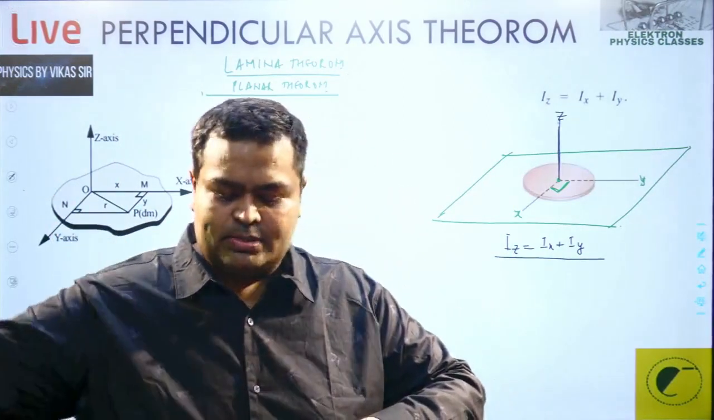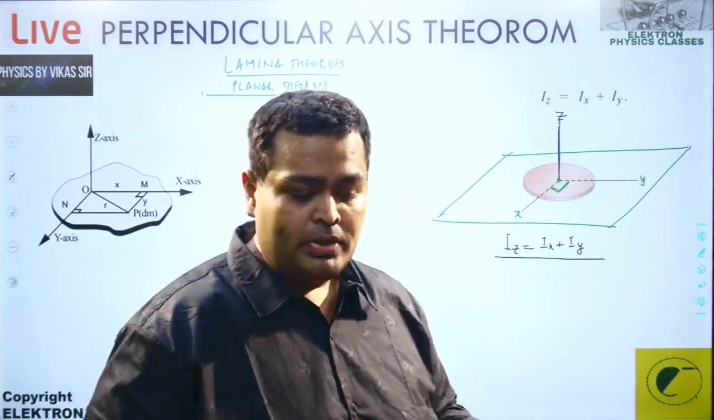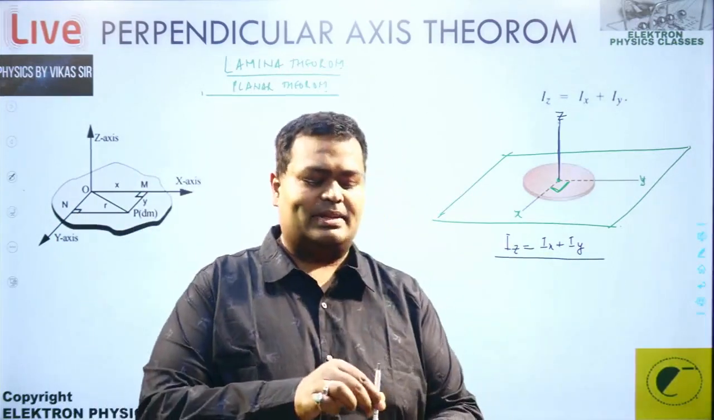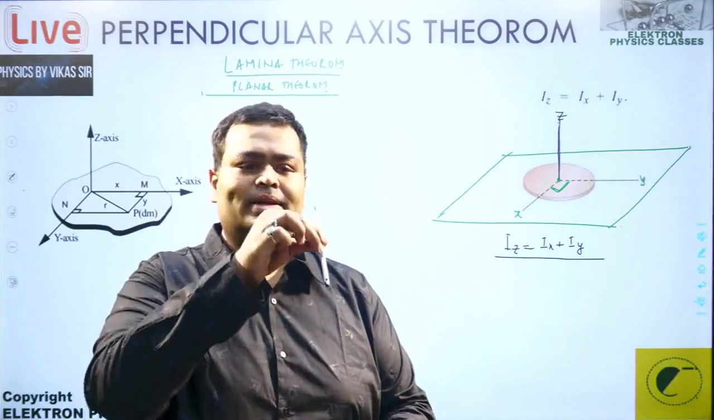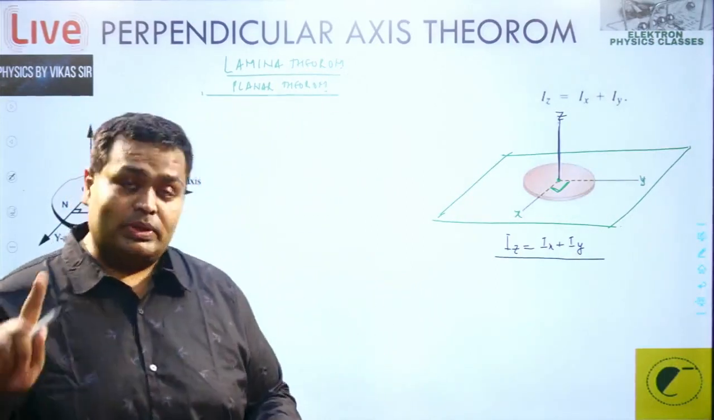That's Ix moment of inertia, that's Iy moment of inertia, about that axis to be exact. And then this will be Iz. And this Iz is equal to Ix plus Iy. That's very simple to check.